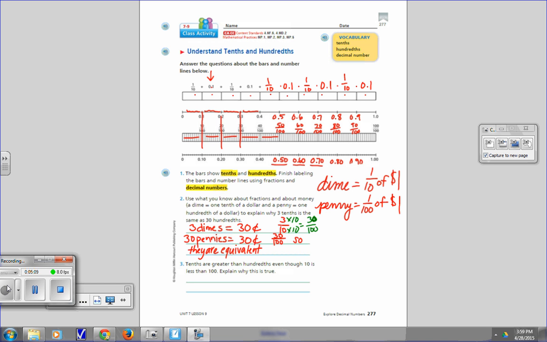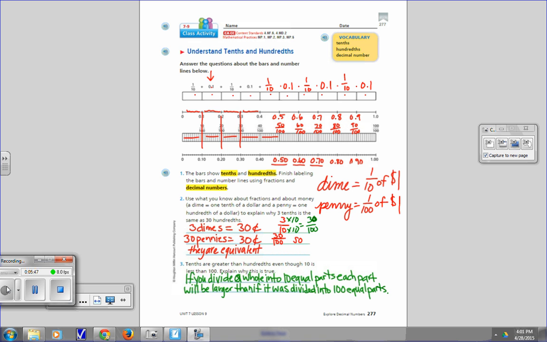Tenths are greater than hundredths, even though 10 is less than 100. Why do you think this is true? It is true, but explain why. I want you to think back to the very first lessons of fractions and how if I have one pizza that's cut into 8 pieces and one pizza that's cut into 4 pieces and I want the bigger slice, where am I going to go? To the 4 or to the 8? Well, we know that 4 is smaller than 8, but in the fraction world, everything's upside down.